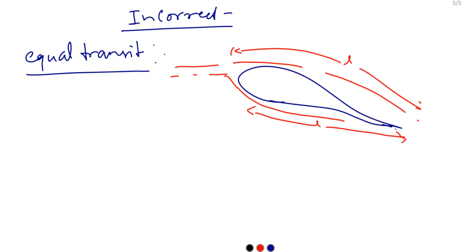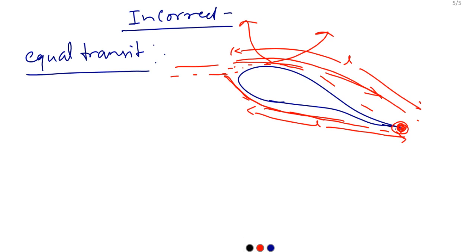So according to this theory, the air coming down is taking very less time. In order to reach at the same time at the trailing edge, the upper air has to move faster, and faster air is creating the lift in this direction. Practically it is not possible that the same air coming from here to here and here to here reach at the same time. So that's why it is incorrect.